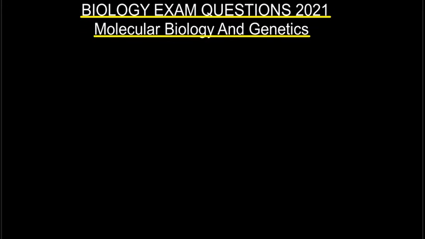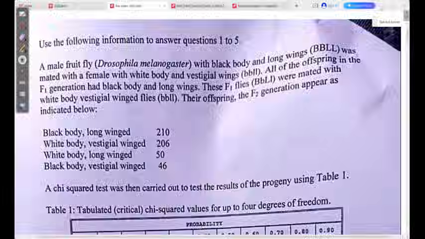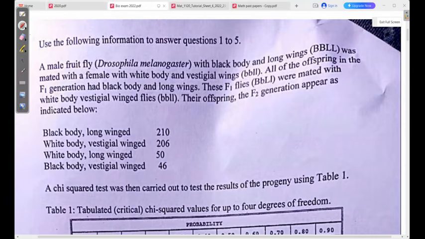So in today's discussion, we're going to discuss a molecular biology and genetics question. This was an exam written in 2021. So we have question 1. Question 1 is saying, use the following information to answer questions 1 to 5.